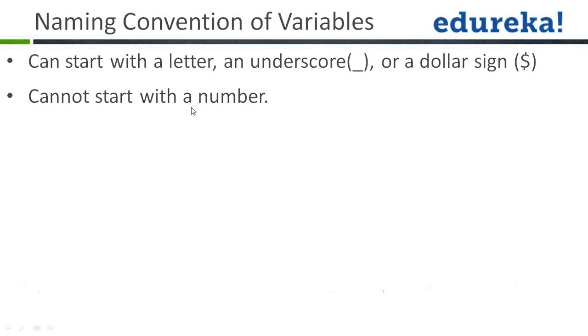Okay then. I was on the naming convention of variables. Let's continue once again. Now you can start with a letter, you can start with an underscore, or you can start with a $ sign. These are the three initials that can be used to name a variable. Now you cannot start with a number. If you start the name of a variable with a number, that will absolutely give you an error.